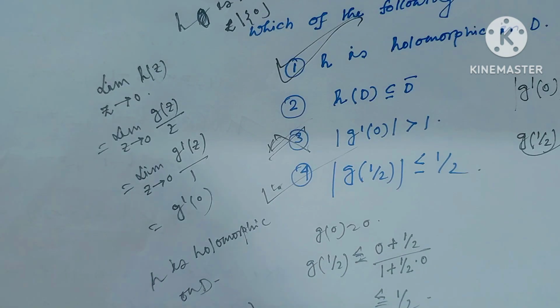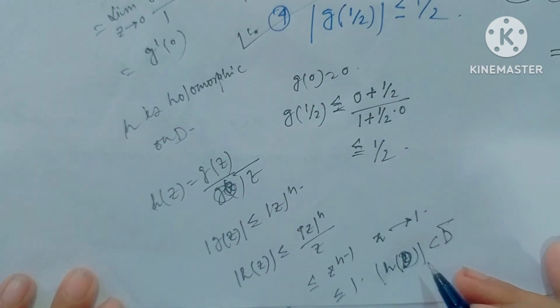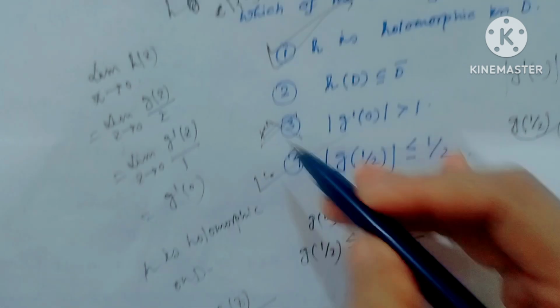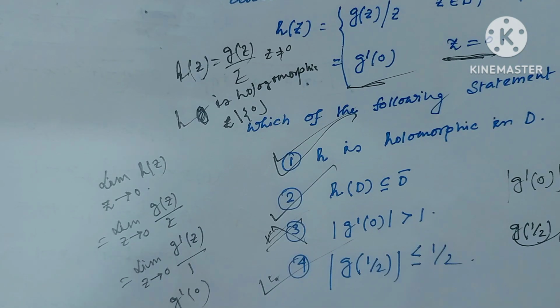So h(z) is continuous on D closure, this is also the right option. I hope all my viewers have understood all the options.